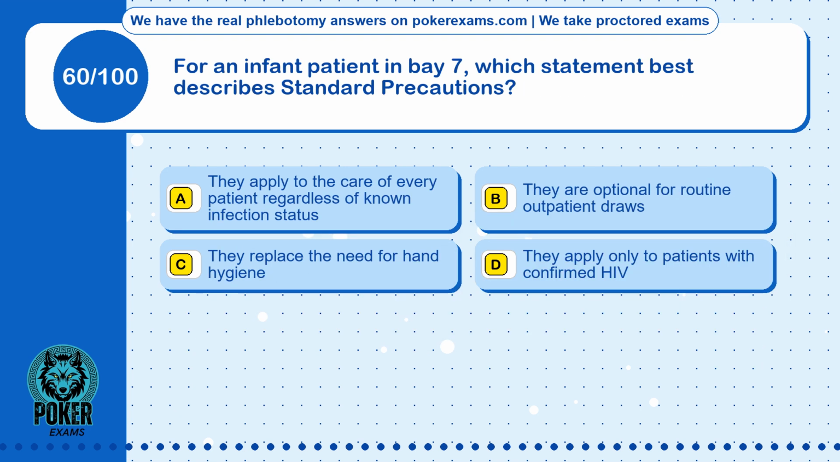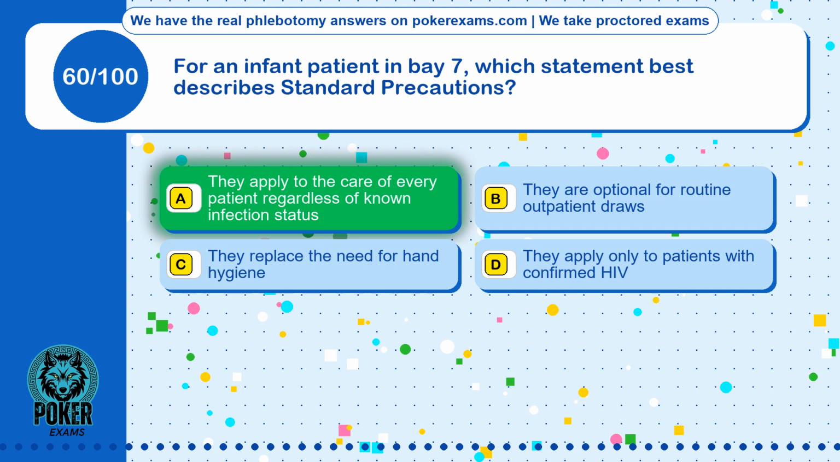Question 60. For an infant patient in Bay 7, which statement best describes standard precautions? Option A. They apply to the care of every patient regardless of known infection status. Option B. They are optional for routine outpatient draws. Option C. They replace the need for hand hygiene. Option D. They apply only to patients with confirmed HIV.